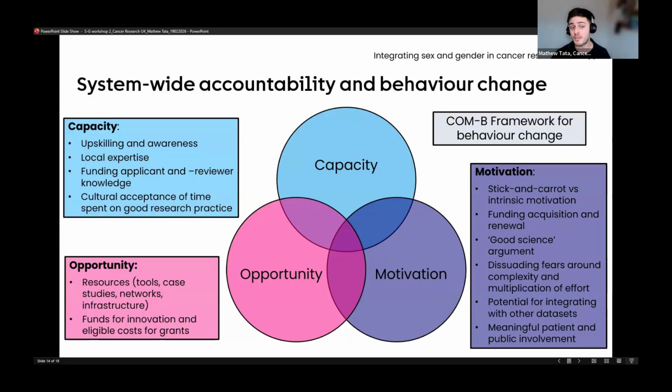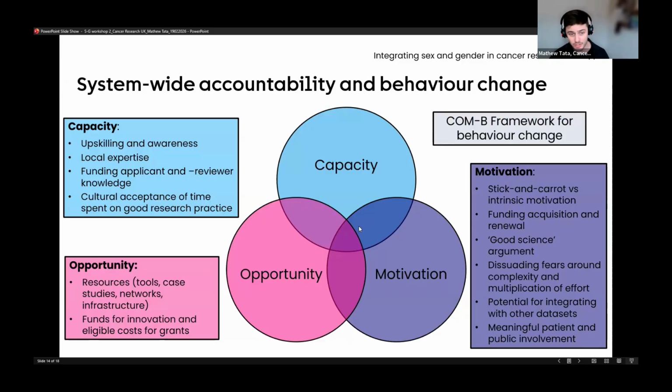When it comes to applying for funding and operationalizing these considerations in a research proposal, we need to make sure applicants and reviewers are aware of what good looks like. And ultimately, and probably more challengingly, we need to culturally accept that time spent on robust research design is important and it's part of the research process, however difficult it might be. We also need opportunity. People need resources that could be tools and case studies to follow, also networks to guide your work, and also funds to innovate, and also to make sure that the eligible costs we allow for grants, for example, aren't actually blocking what people do.